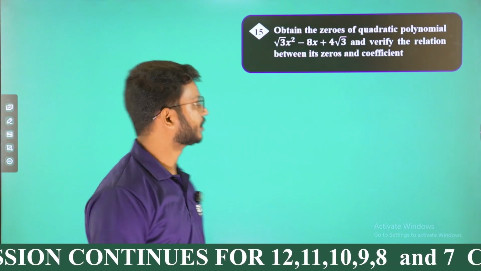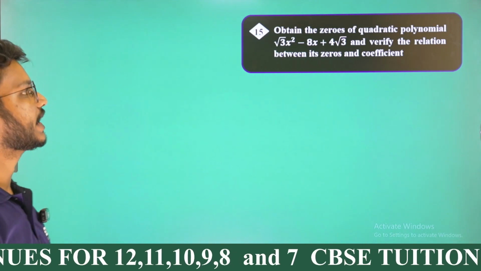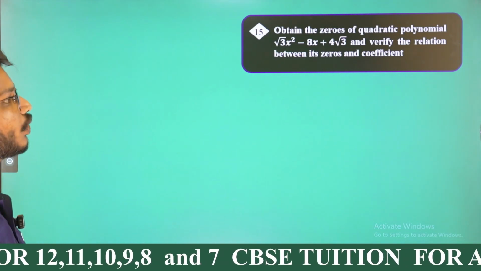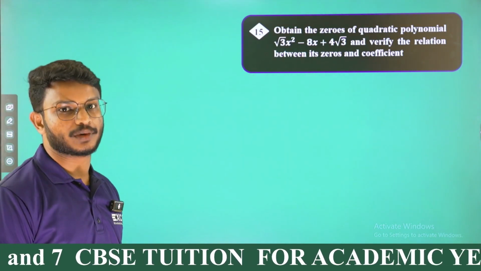Yes, 15th question. Obtain the zeros of the quadratic polynomial √3x² − 8x + 4√3 and verify the relation between its zeros and coefficients.